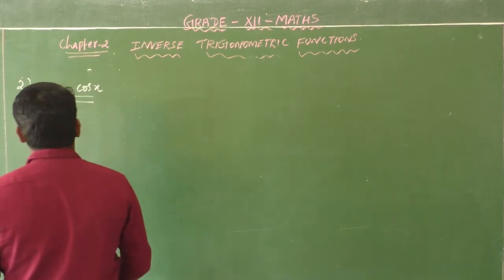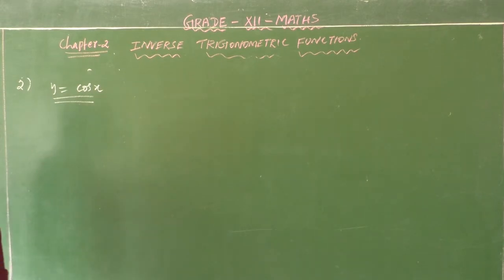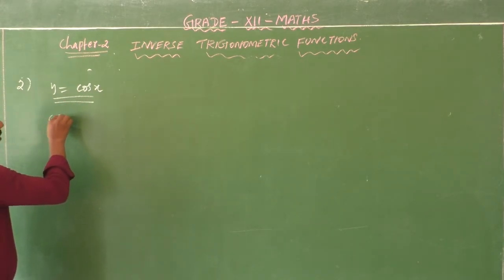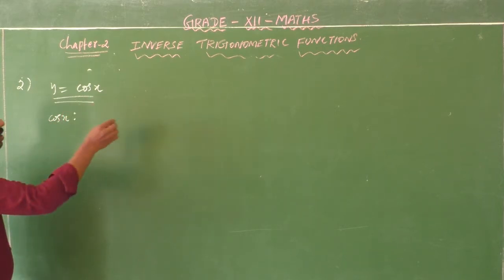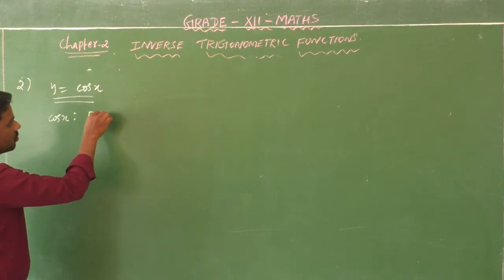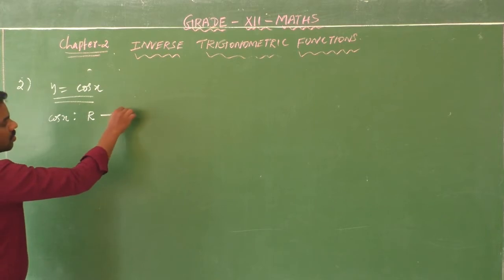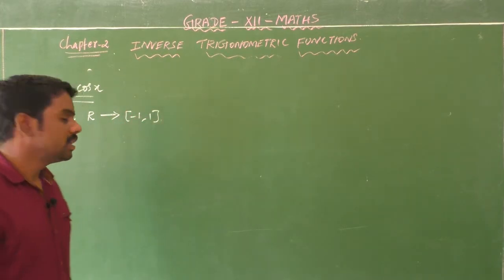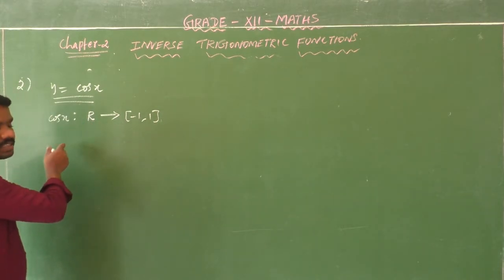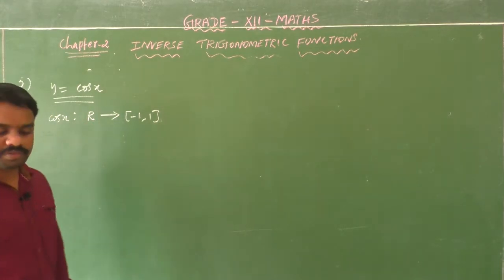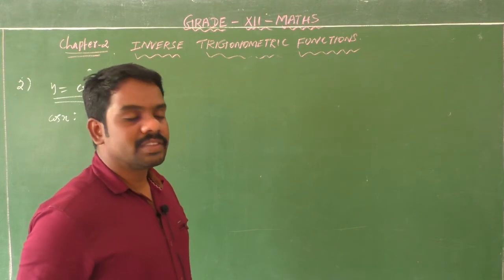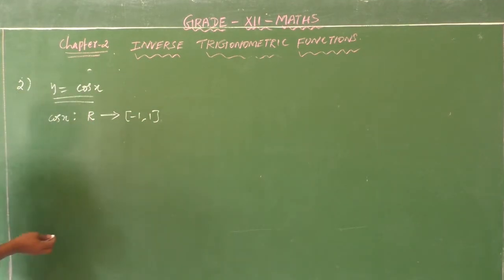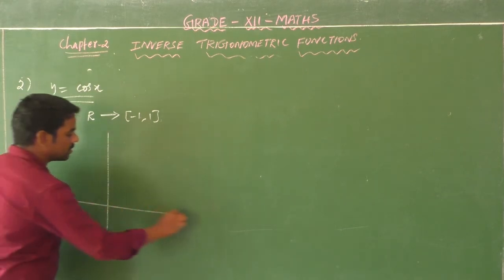Right. Now the y equal to cos x curve. The domain of cos x is R, and the range is the closed interval minus 1 comma plus 1. Here R is the domain of the function cos x, and the closed interval minus 1 comma plus 1 is the range of the function cos x. Now, draw the cos x curve.